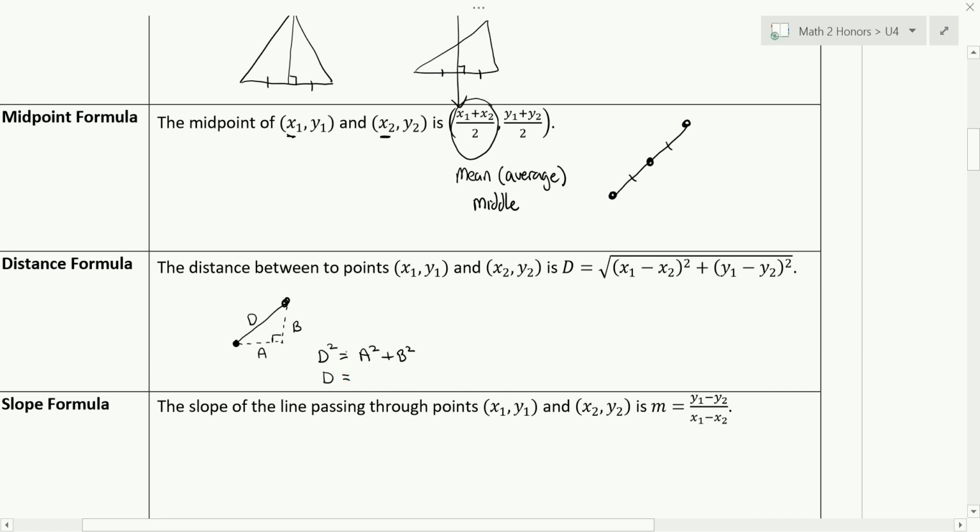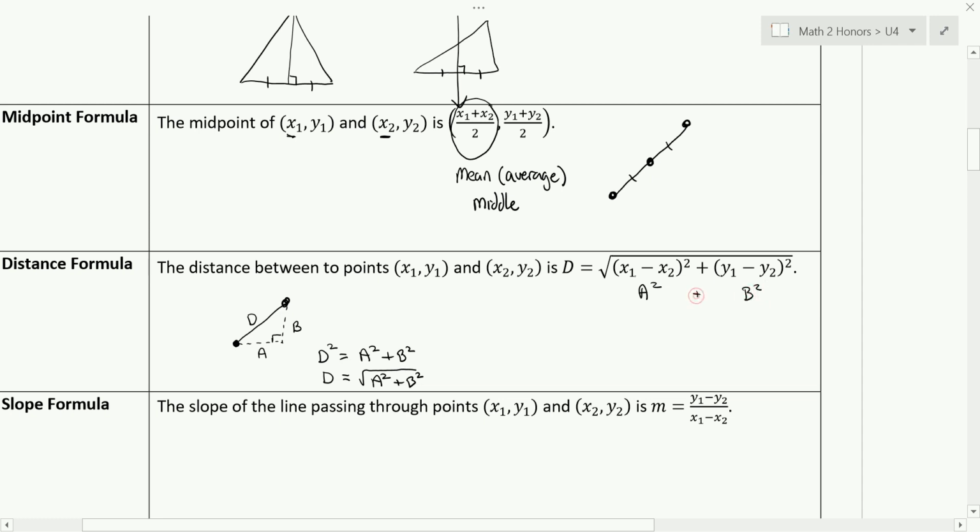How do I get rid of the square? It'd be the square root of A squared plus B squared. And so if you look at our distance formula, this is our A squared right here. This is our B squared right here.